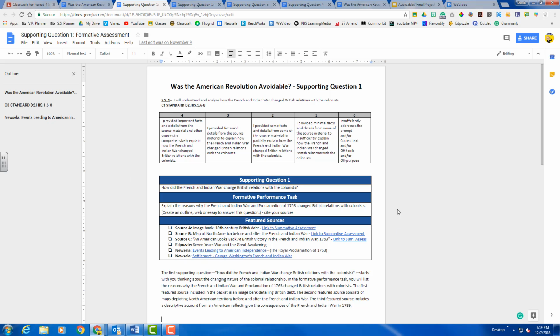We've already done this activity, so you should have this. You should have received a score of 4 through 1, or a 0 if you didn't do it. A 4 means you provided all the important facts. A 3 means you provided most of the important facts. A 2 is like some of the important facts. A 1 means you didn't provide very many important facts, and a 0 means you didn't really turn anything in.